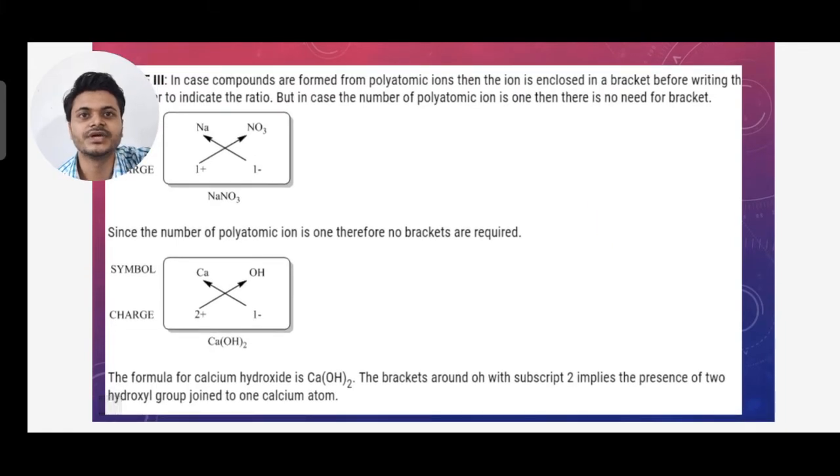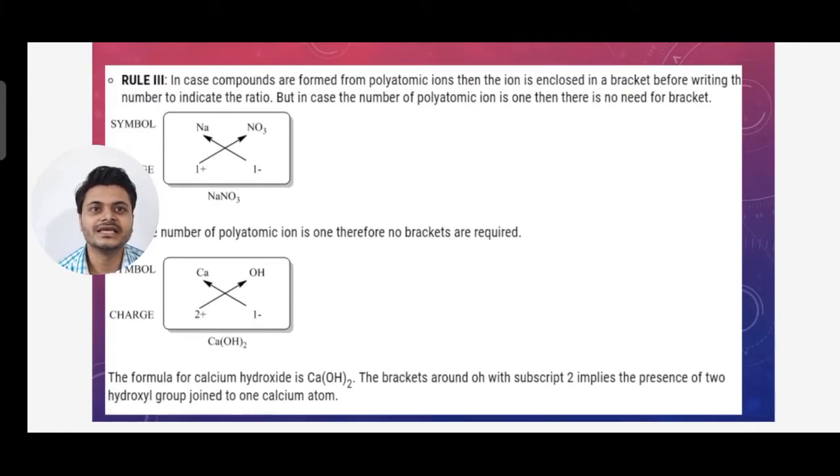Then rule 3: in case compounds are formed from polyatomic ions, then the ion is enclosed in a bracket before writing the number to indicate the ratio. But in the case where the number of polyatomic ions is 1, there is no need to write a bracket.